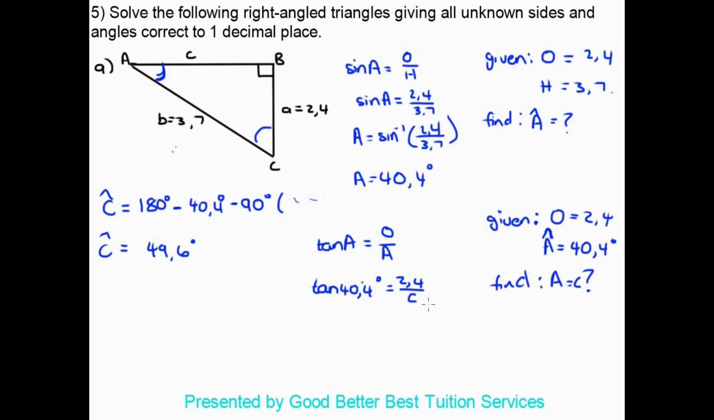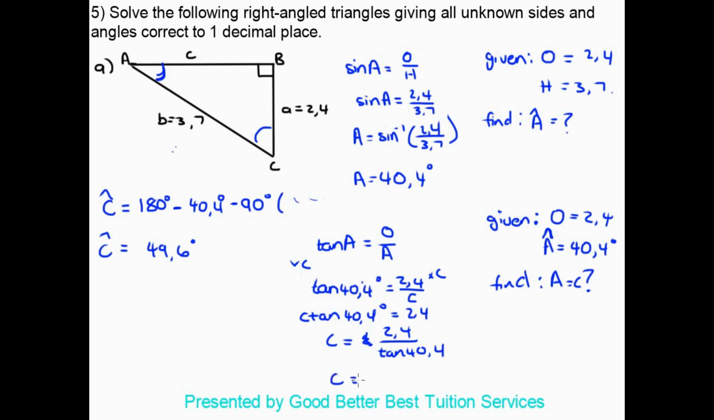Cool? And so now all we need to do is obviously times C out of here. So we times C. If we times by C both sides, we get C tan 40.4 degrees is equal to 2.4. And obviously to get C by itself, we divide by tan 40.4. So C is going to be equal to 2.4 over tan 40.4. Cool.